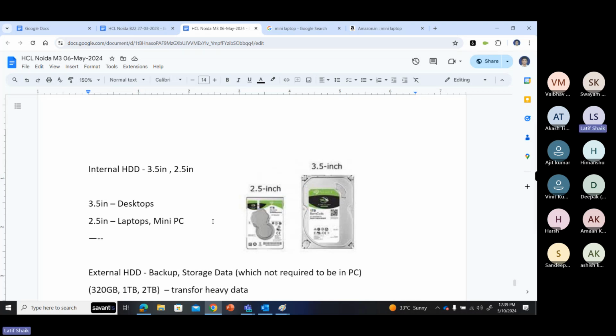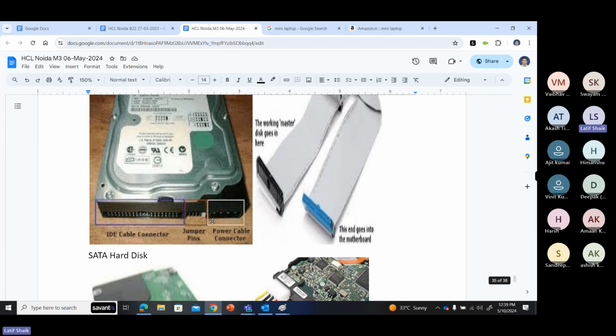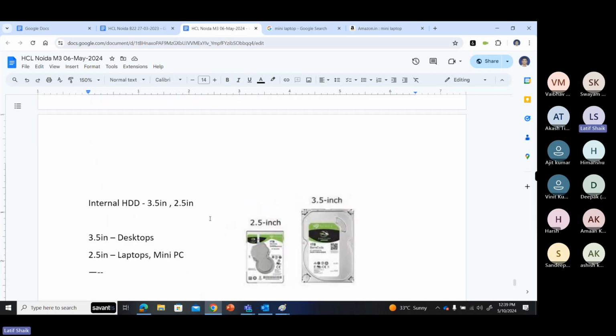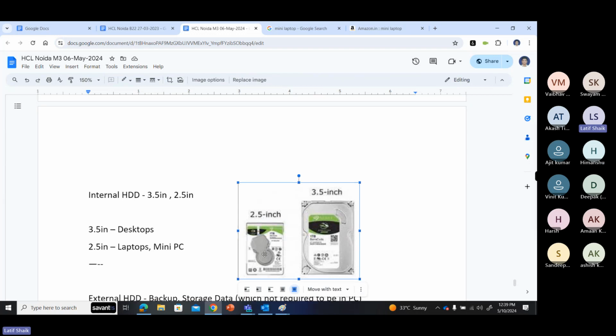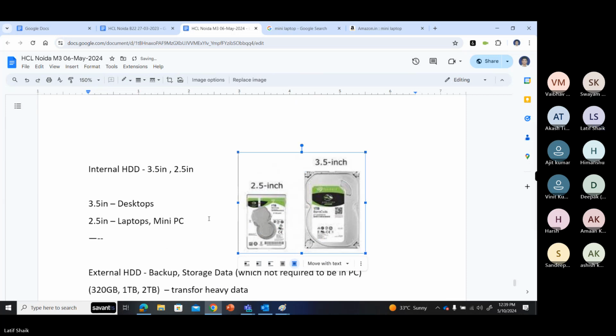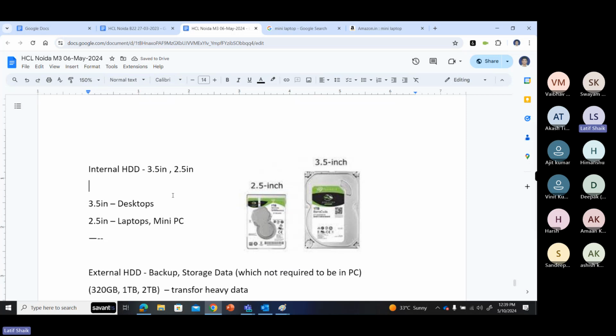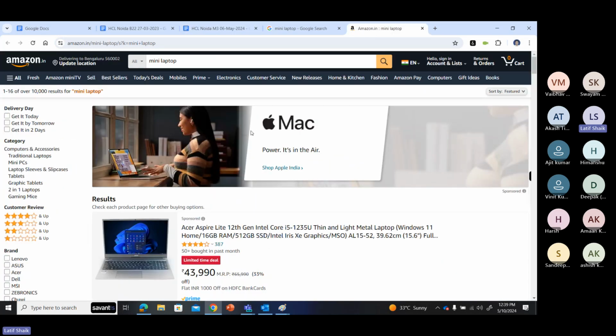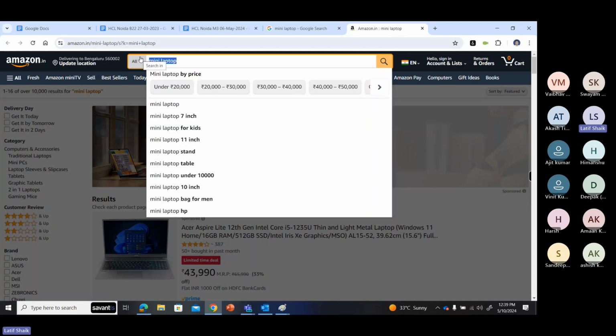Again, guys, why did I put in all these things? Because of the lot of changes. It's not like the olden days; newer changes are happening. Internal hard disk: in internal hard disks also there are two different types, either SATA or PATA. So two types of internal hard disk are there. One is 3.5 inches. The 3.5 inch hard disk is suitable for desktops.